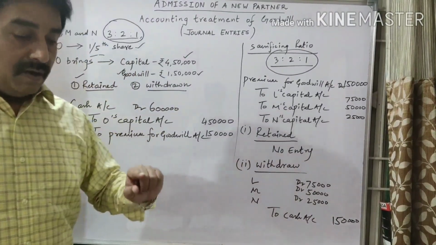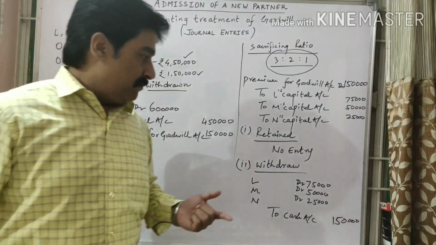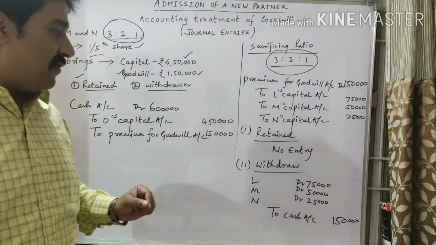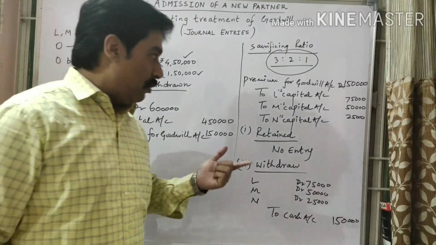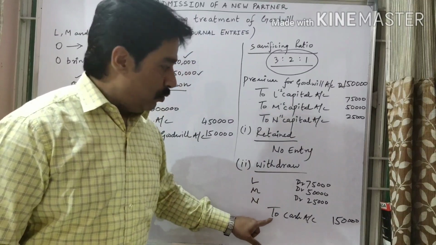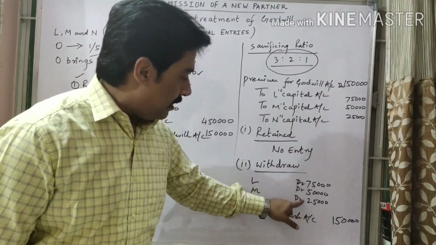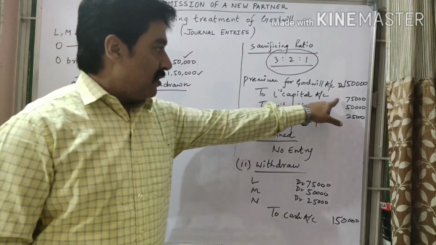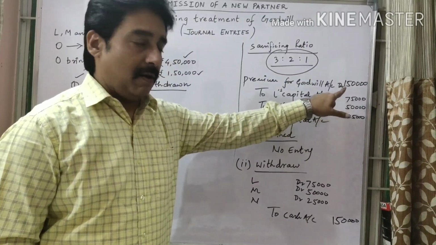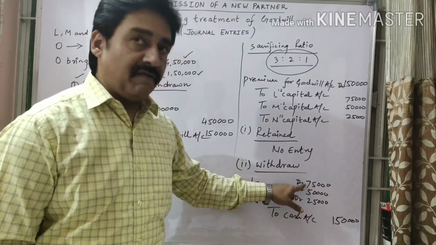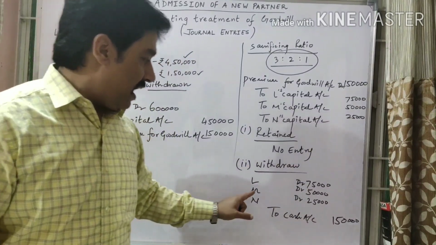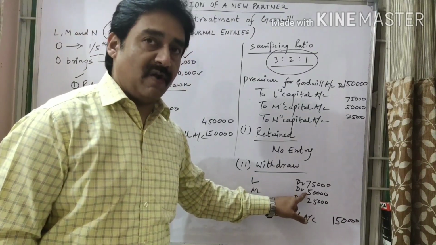Okay, in some different question you may find that the question tells you that they have withdrawn half the amount out of the business. What will happen then? The entry will be the same. You will simply write half the amounts. Like L had received 75,000 out of premium, he will be withdrawing half the amount. Therefore, half of 75,000, which is 37,500, will be written here. Similarly, half of 50,000, 25,000 will go here.